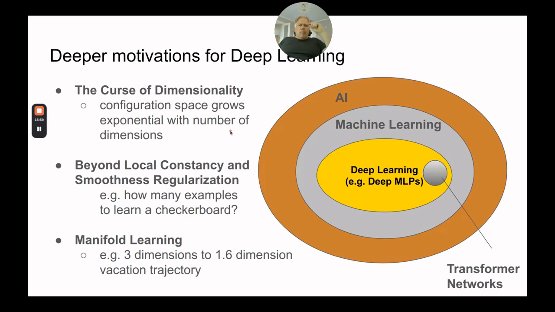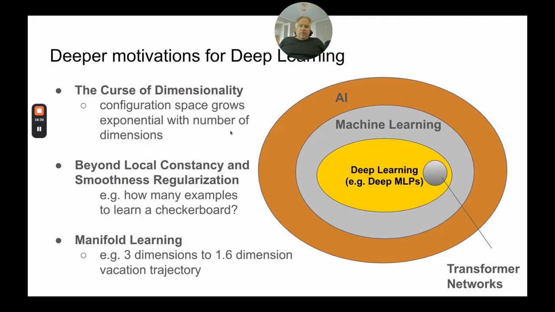Right. Okay. So let's talk about some deeper motivations for deep learning. In the traditional, classical representations, we have what's called the curse of dimensionality. The more things you add to a problem, the more dimensions, you're exploding the space of possible configurations of the problem exponentially. As you try to scale to bigger problems, you just get an exponential number of potential states.